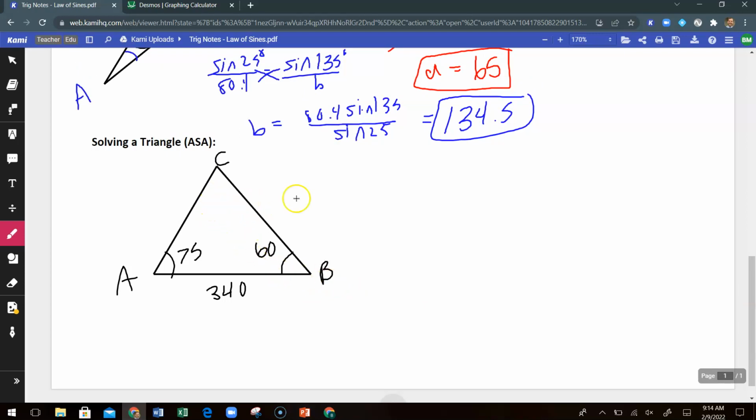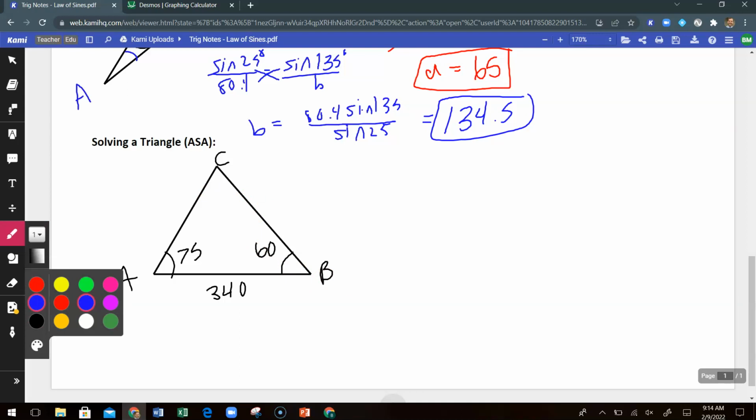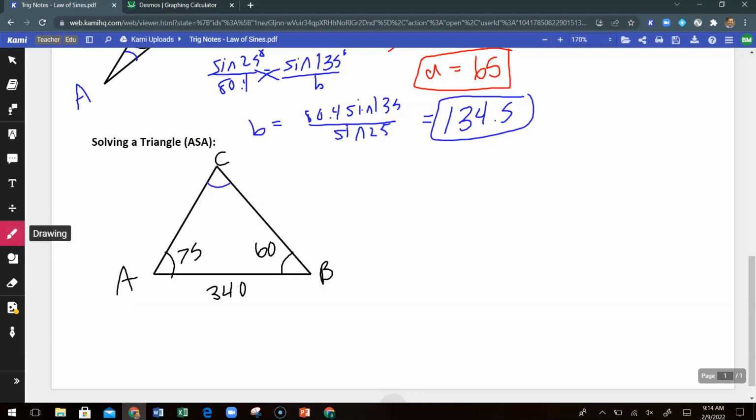Unfortunately here I don't really have an option of what I have to do first. I have to find my missing angle first. Not a difficult task. I just need to figure out 180 minus 60 minus 75. And that's going to go here. The reason I have to do that is because I can't set up a proportion because I don't have a side length and the angle across from it. I don't have that given to begin with. Okay, so 180 minus 75 is going to be 105, minus 60 is going to be 45. That tells me that I have angle C is 45 degrees.